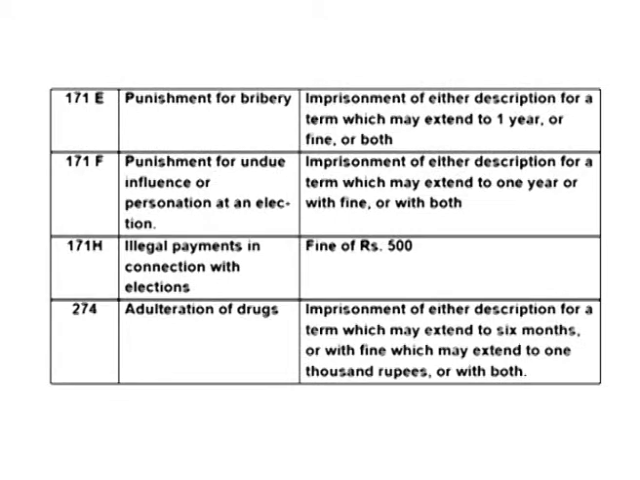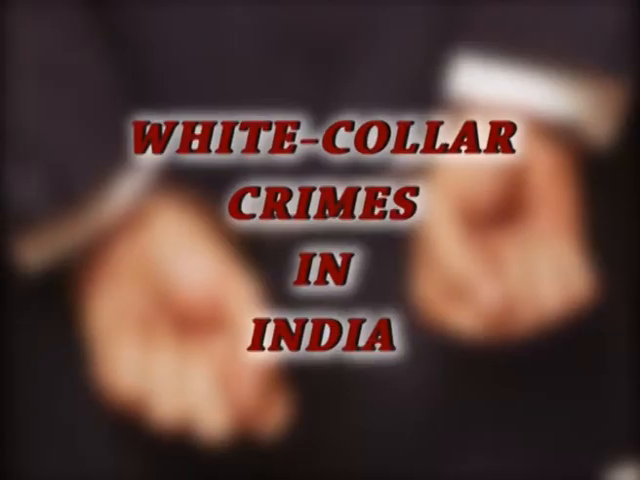fine of rupees 500. Under section 274, offence is adulteration of drugs and the punishment given is an imprisonment of either description for a term which may extend to 6 months or with fine which may extend to 1000 rupees or with both. Various other sections and laws have been formed to fight against white collar crimes. The last section of this learning episode deals with the status of white collar crimes in India.